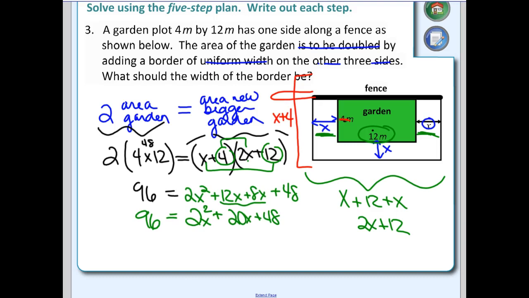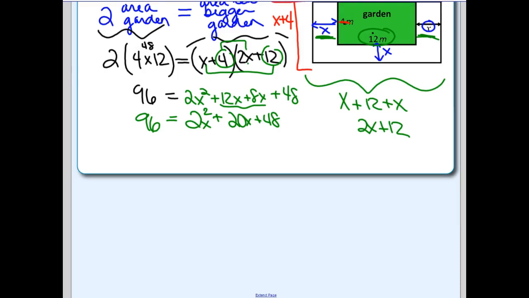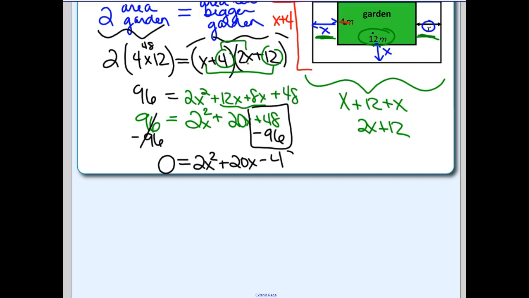But there's a problem. Why can't I solve this yet? Yes, it doesn't equal 0. Who do I need to move? Yeah, we need to move this 96. So I'm going to subtract 96 from both sides. And so now I have 0 equals 2x squared plus 20x. All right, what's 48 minus 96? That's going to give me negative 48.